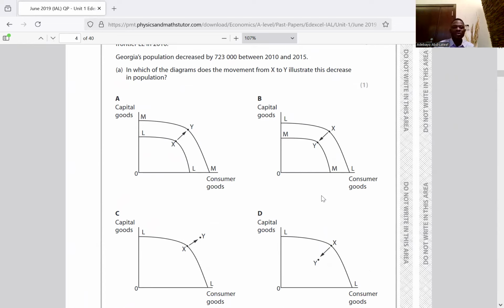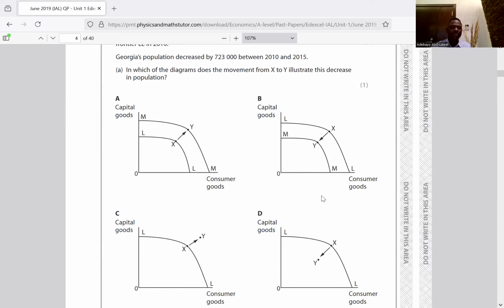So here for A, capital goods, there's an outward shift from X to Y. That is not a decrease in population. That will be an increase in population. It is not A. B, there's an inward shift. That's the answer. An inward shift will be as a result of a decline in the population, which means there's a fall in the quantity supply of labor. And if there's a fall in the quantity supply of labor, it means fewer capital goods will be produced and fewer consumer goods will be produced because there's no worker to produce them. So the answer is B.